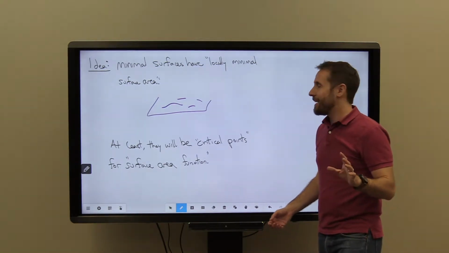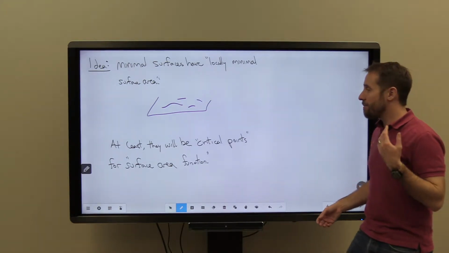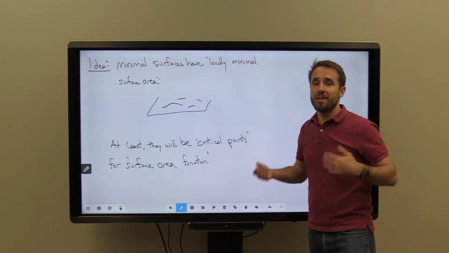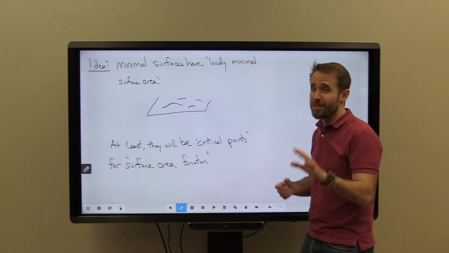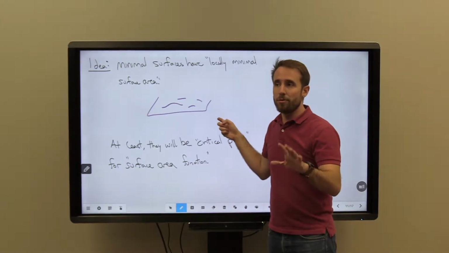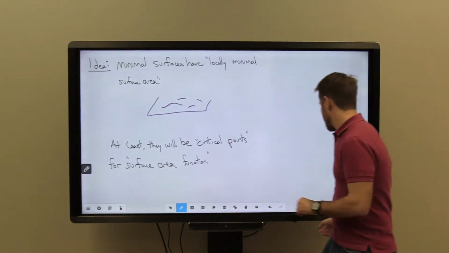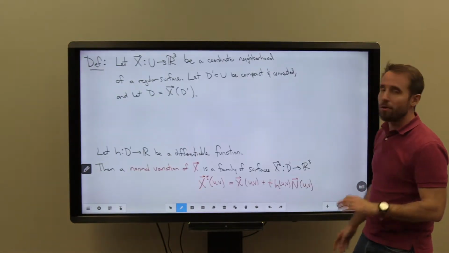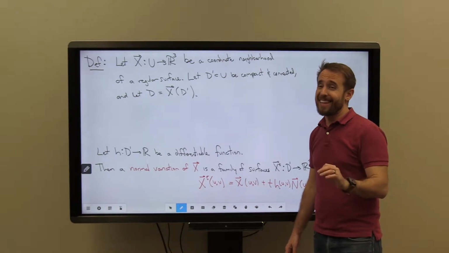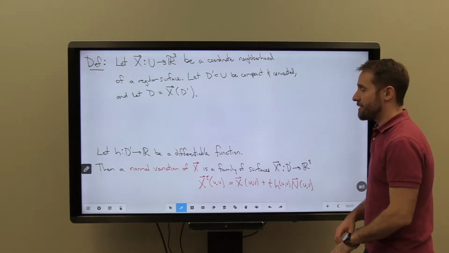At minimum, these surfaces we will see will become critical points for a certain surface area function, a function that measures the surface area and measures how the surface area changes as we introduce these little wiggles or deformations or variations in our surface. So to make that a little more mathematically precise, we are going to define the idea of a normal variation. So specifically, let's get this set up.